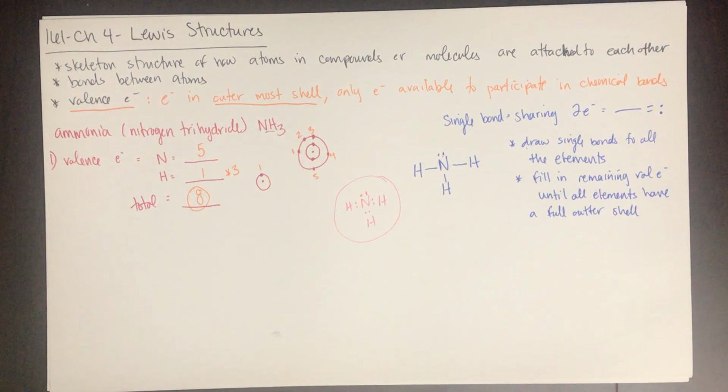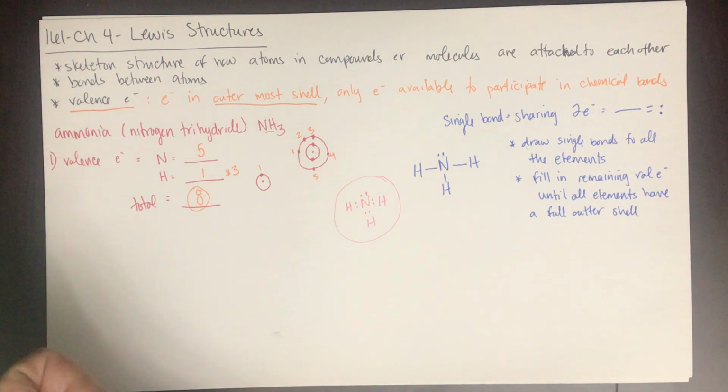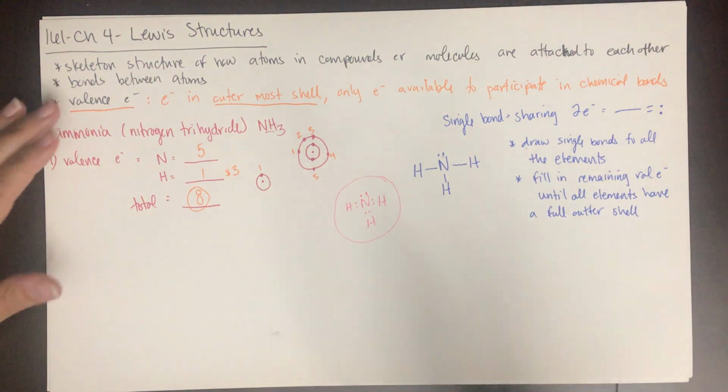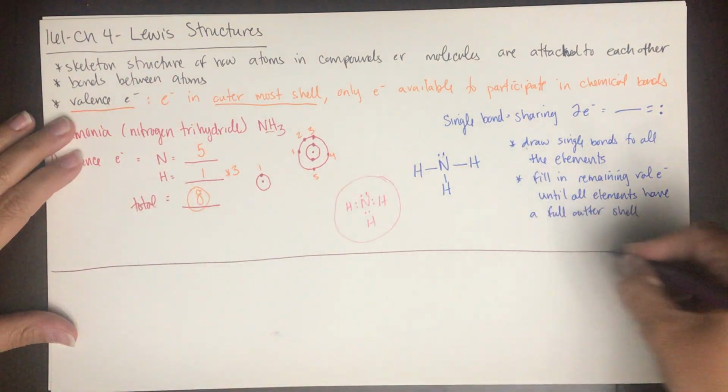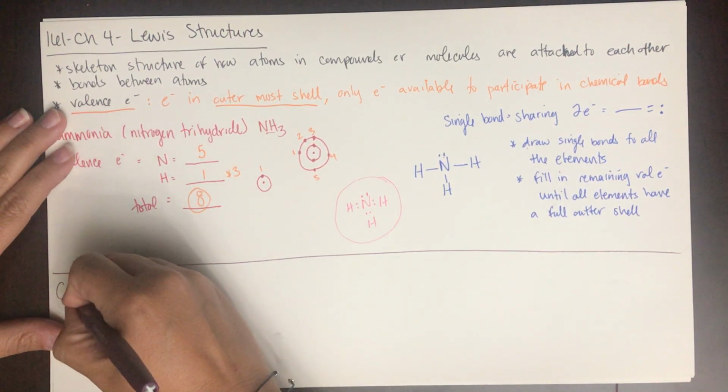Okay, so we will do a lot of practice with these. We need to have a really good handle on Lewis structures because everything that we're going to do in chapters 5 and 6 is dependent on having a correct Lewis structure. If the Lewis structure is wrong, the rest of the problem will be wrong. So we're going to spend a lot of time practicing Lewis structures. So let's look at another one. Let's look at something called carbon tetrachloride.